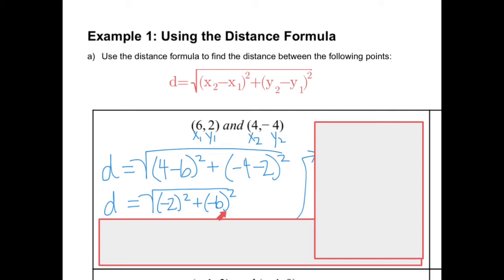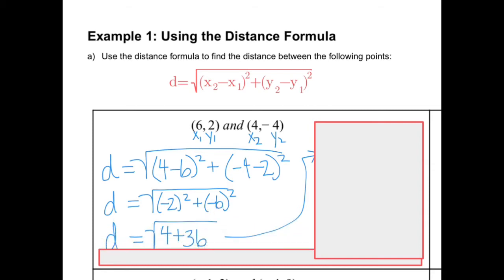That is extremely important when you are plugging this into your calculator. If you are going to be plugging it into your calculator, you must have the parentheses around the negative 2 with the squaring outside of it. The parentheses around the negative 6 with the squaring outside of it. It makes a difference. So negative 2 times negative 2 is 4. Negative 6 times negative 6 is 36. We add those together to get 40.